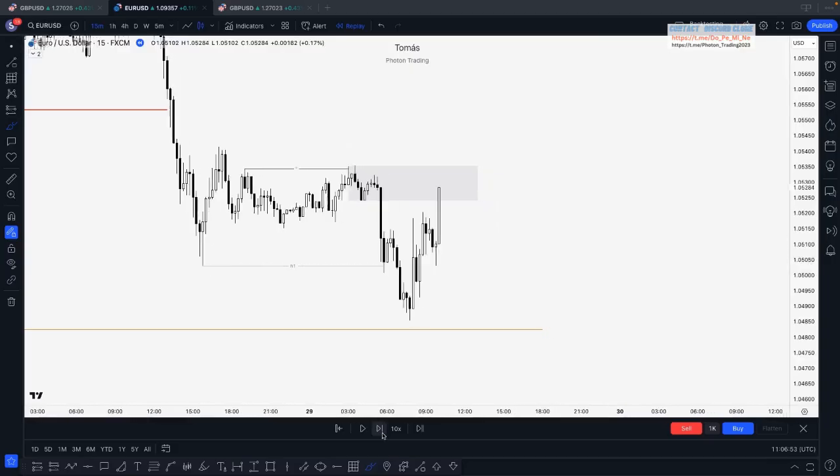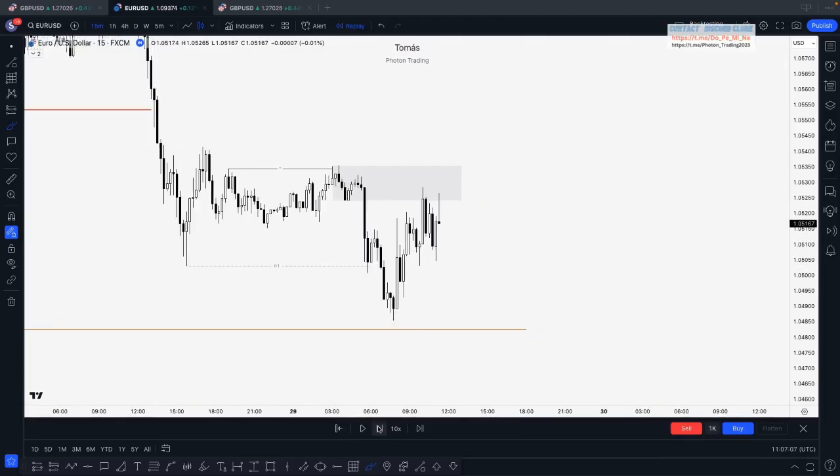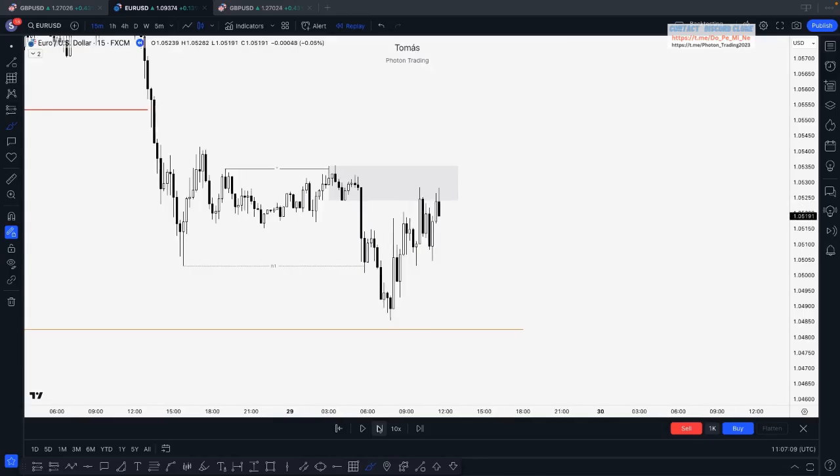So price mitigates the POI, perfect. Now it's time to take the trade and analyze if there's any entry model. So price, in this case, forms a super clean LCB, which is the equals.